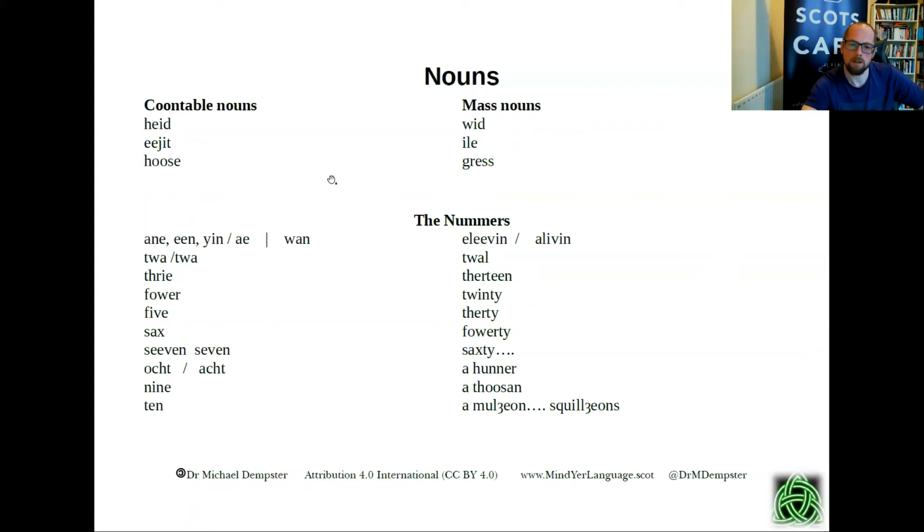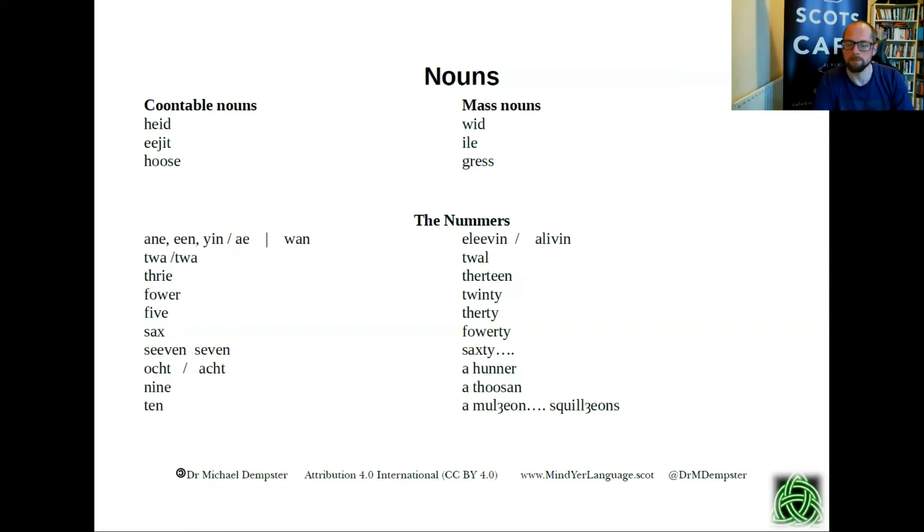So you can class nouns into 2 classes. You've got countable nouns and you've got mass nouns. And countable nouns are things that will take numbers. So you can have 1 heid, 2 heids, 3 Egypts, 4 hooses, 1 hoose. Mass nouns will only take a number if you're talking about the full mass of things like soup. You talk about the soup. You would only say 1 soup, 2 soup, that kind of thing, if you were ordering bowls of soup, right?